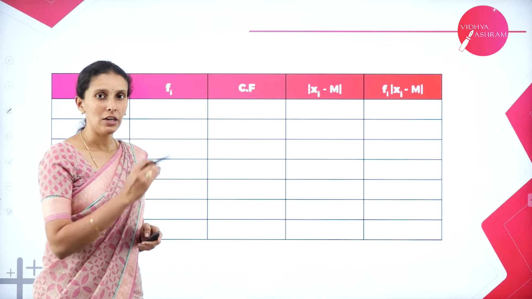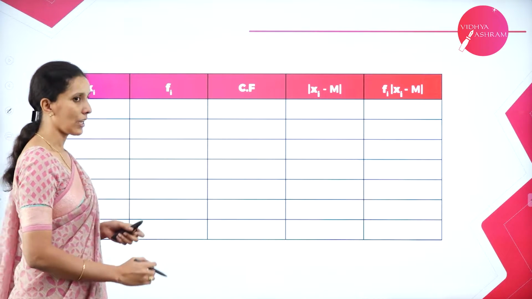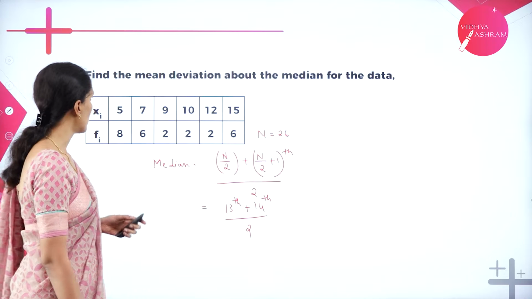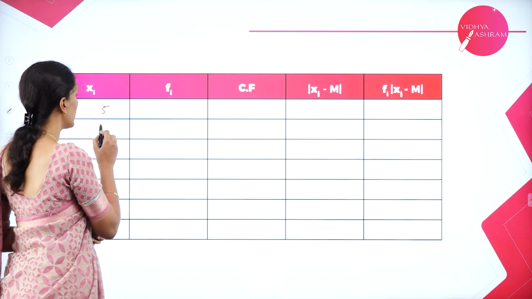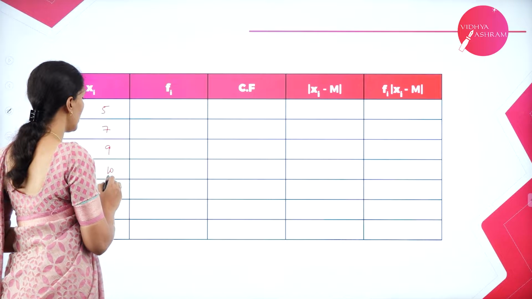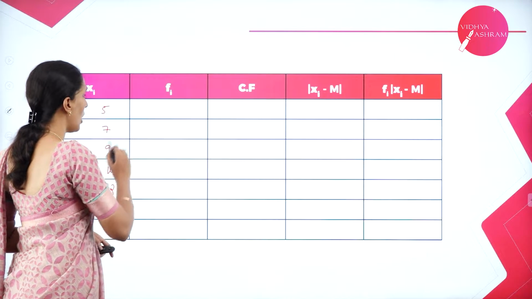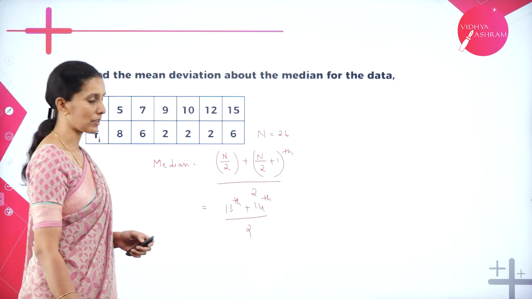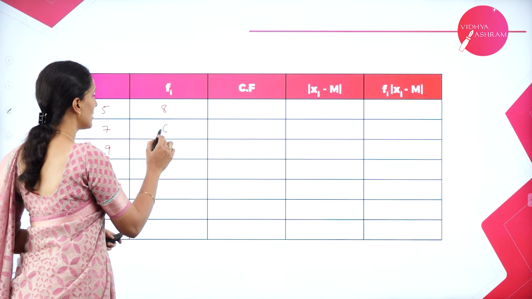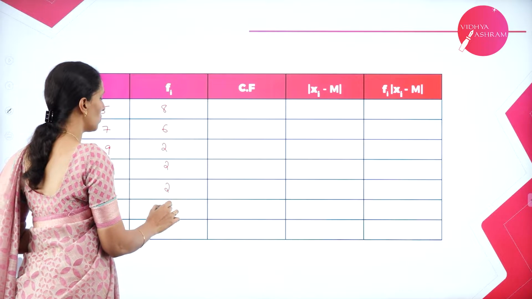What we will do here? First, let us write what is the data given. So, first let us write x. X is 5, 7, 9, 10, 12, 15. How many times each score is repeated? It is 8, 6, 2, 2, 2, 6.